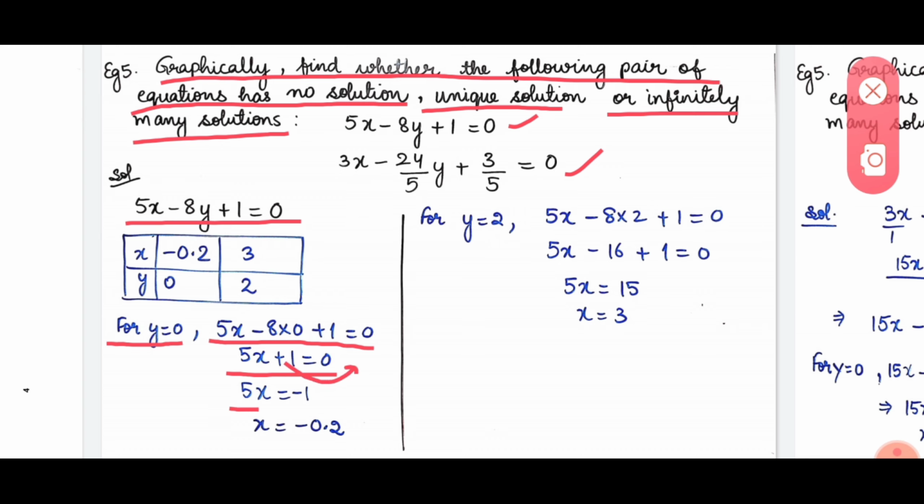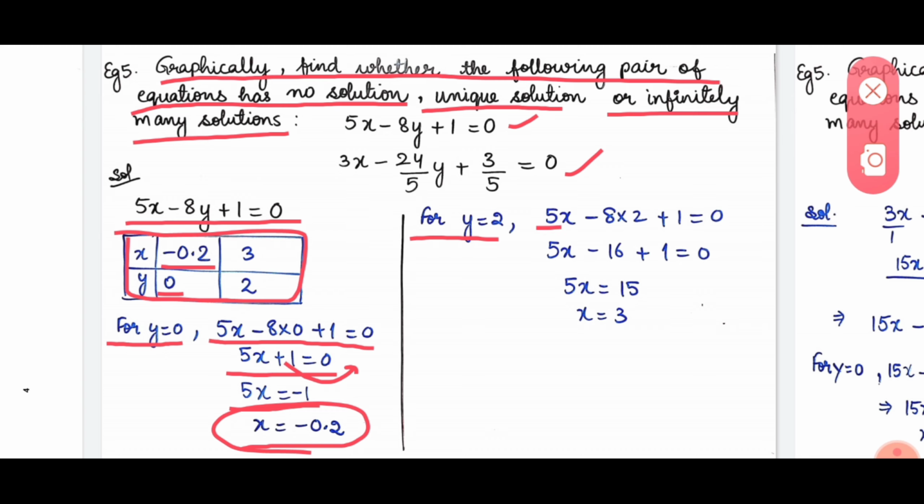You will get 5x is equal to minus 1 and x will be equal to minus 0.2, right? So we can make the box and note the points that when y equals 0, the value of x is minus 0.2. Now let us put the value of y as 2.